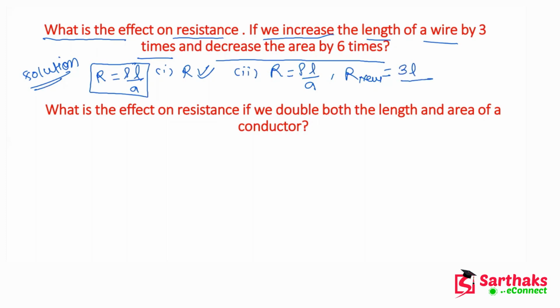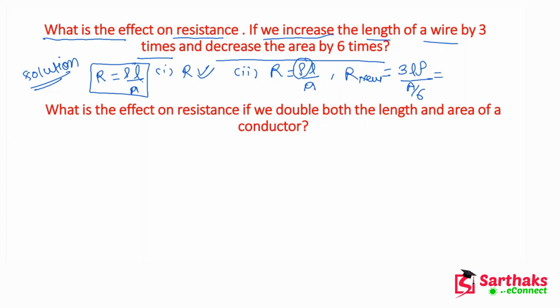Now instead of A, this A is for area. Here it is written that area is decreased by 6 times. So in this condition the area will be A by 6, because it is decreased by 6 times. Now what about resistivity? As I told you, for the same conductor, resistivity will also be the same. So the resistivity will remain the same, and you can directly write it like this.